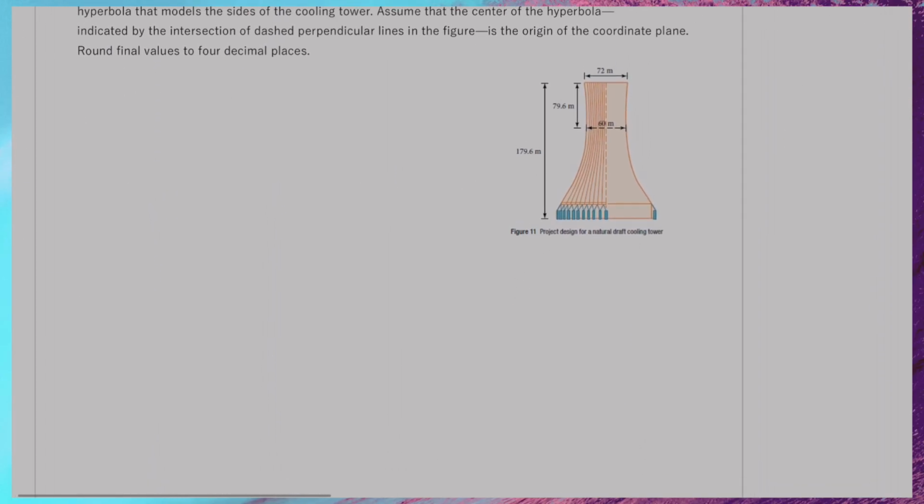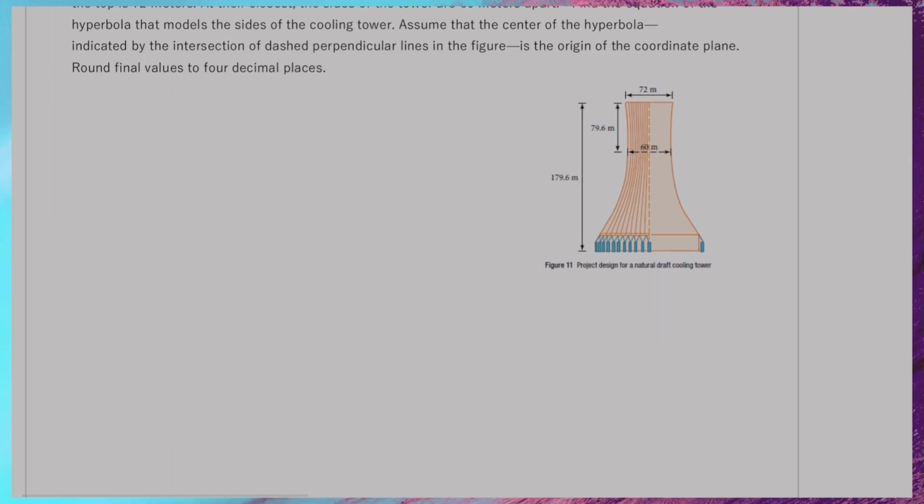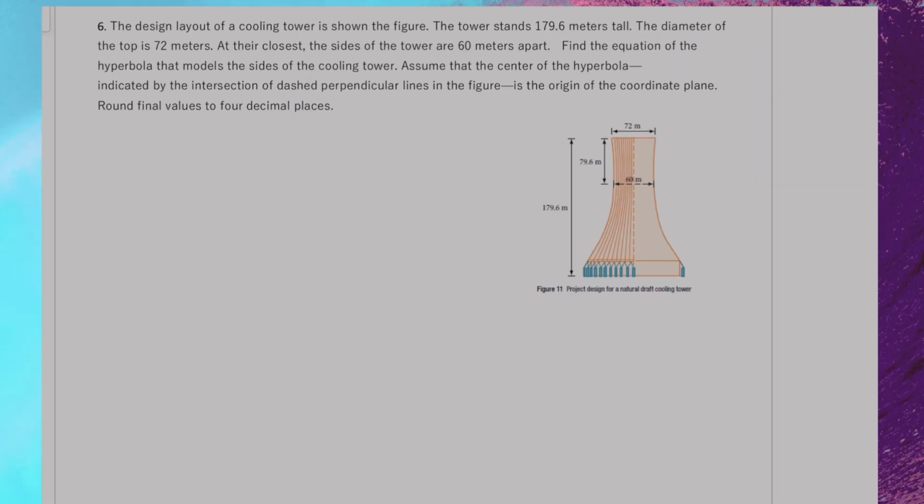All right. My last question that I have for my notes here is about application questions, where we're going to throw this information into an equation and then answer the question if they have one. So the design line layout of a cooling tower is shown. The tower stands 179.6 meters tall. The diameter of the top is 72 meters. At the closest, the sides of the tower are 60 meters apart. This is your x-axis, and my center then is at (0, 0).